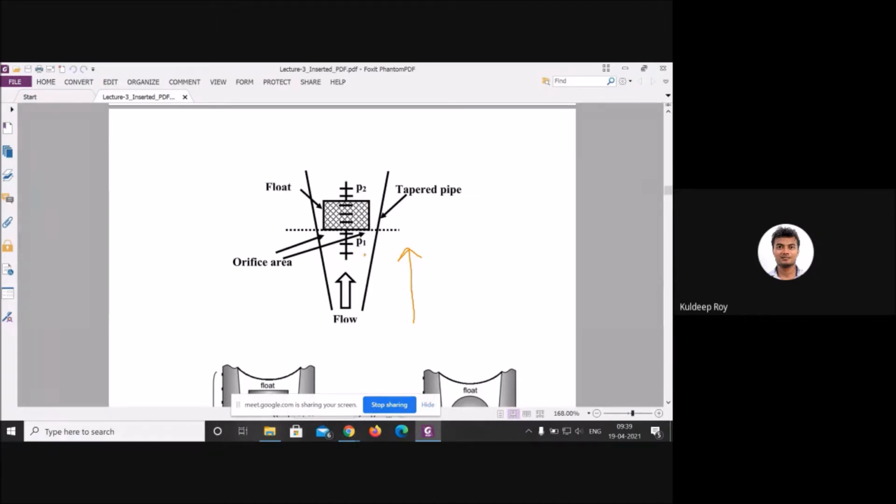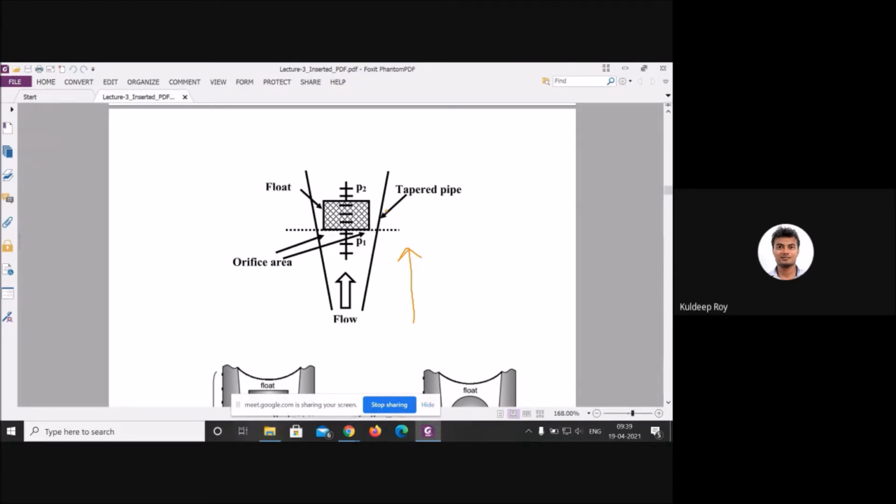Here, if you see, the pressure will be P1 and P2, because it will create some kind of pressure due to the variation of the area and the velocity of the fluid as well. Now, this particular portion, as I already told, is a taper-like structure, means you are varying your area.